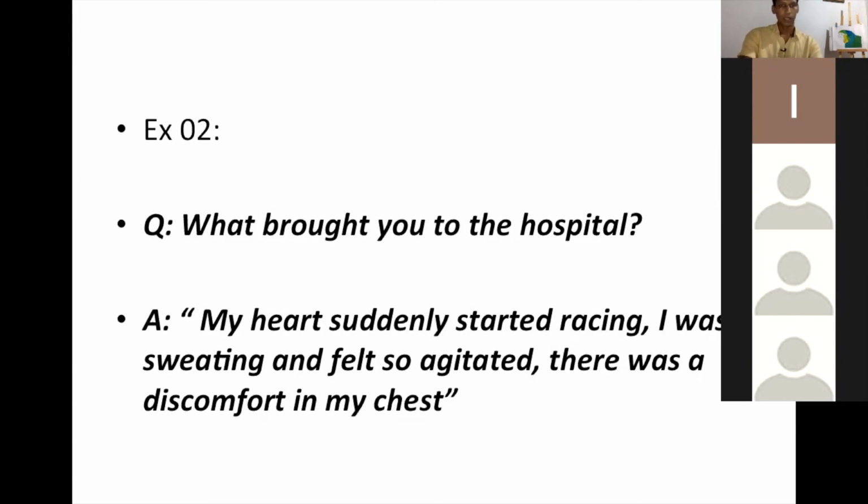Let's take this one as well. This is the last one. Second example. I don't have 10 examples. I asked what brought them to the hospital, and then they say, my heart suddenly started racing. I was sweating and I felt so agitated. There was a discomfort in my chest. Tell me the possibilities. Maybe having an arrhythmia, and it may have caused palpitations.